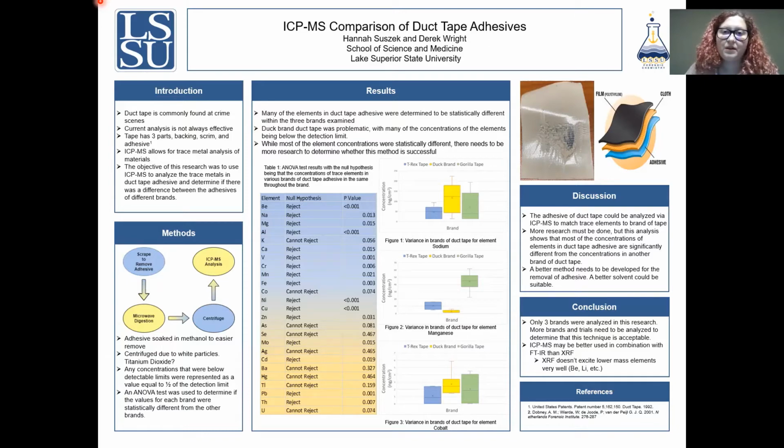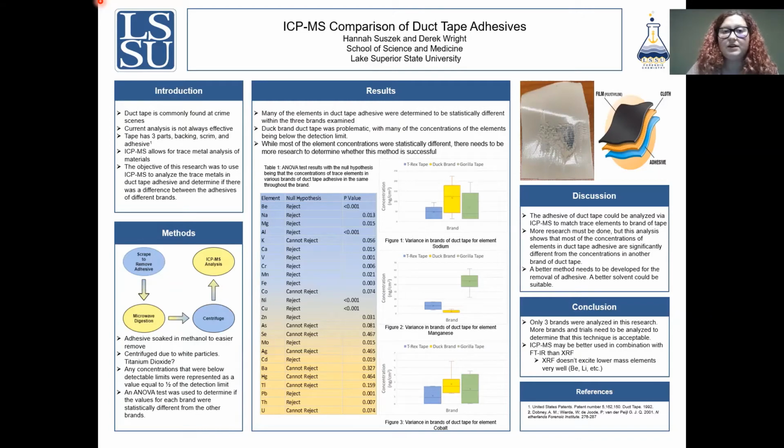microwave digestion. So for microwave digestion, I used nitric acid and hydrochloric acid, and I ran this on the USP organic setting. And then after the digestion, I just diluted that to 50 milliliters with ultra pure water. And at this point, I realized that there was still some white particles floating in the samples. So I had to centrifuge them to make sure that there were no solids that were going into the ICP-MS. We assumed that these particles were likely titanium dioxide, which is a white pigment that is commonly used in duct tape adhesives.